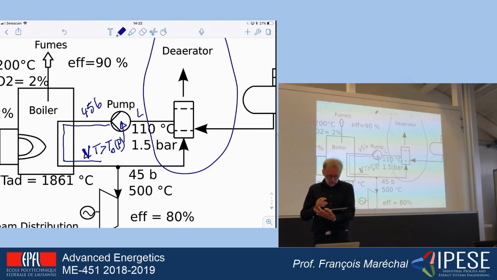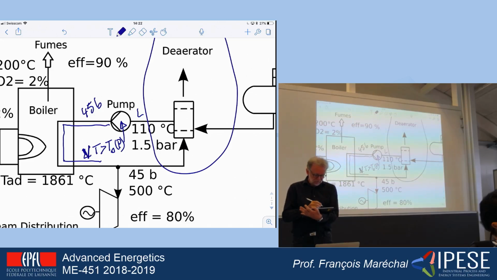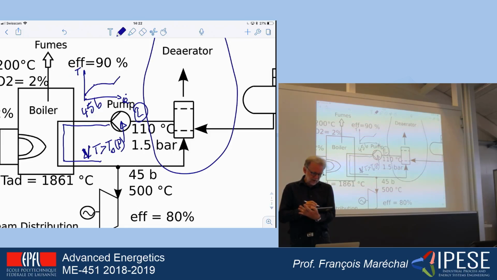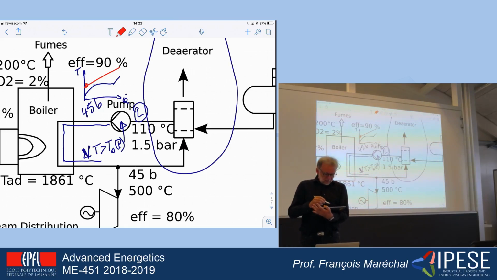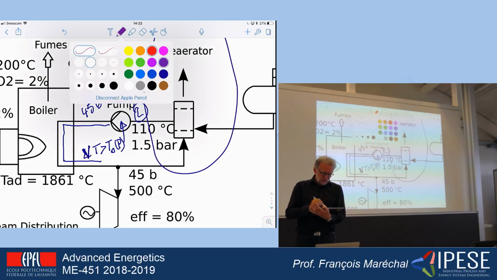Okay, so it means that if I want to make a very small drawing of what happens here for the vapor, you have the temperature here, you have the heat load here. So the liquid here, this part, is going to be preheated, then vaporized, then superheated by receiving heat from the combustion gases. Okay?